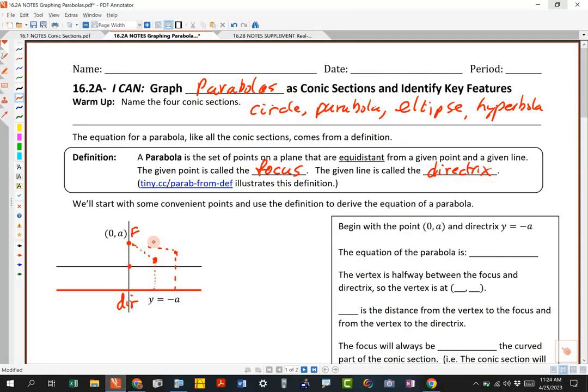Okay, so here's what I'm going to do. I'm going to label this as D1, and I'm going to label this as D2. And this point right here, I'm going to label as just any old (x, y) point that's on the plane.